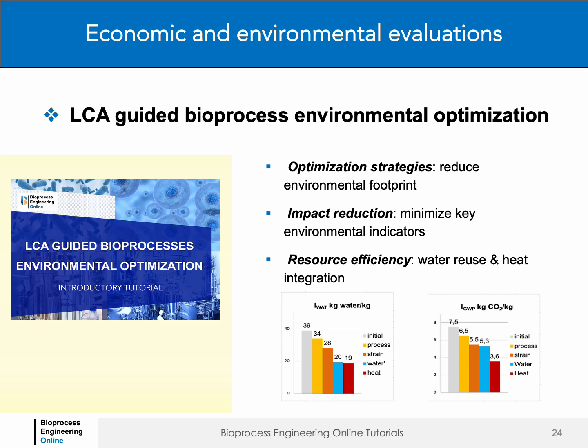The tutorial LCA-Guided Bioprocess Environmental Optimization illustrates how life cycle assessment can be used as a powerful tool to improve the environmental performance of bioprocesses. Based on LCA results, the main sources of environmental impact can be identified, enabling the development of targeted reduction strategies. This includes minimizing key indicators, such as energy consumption, water use, and emissions. Practical solutions often focus on improving resource efficiency, for example through water recycling and heat integration.